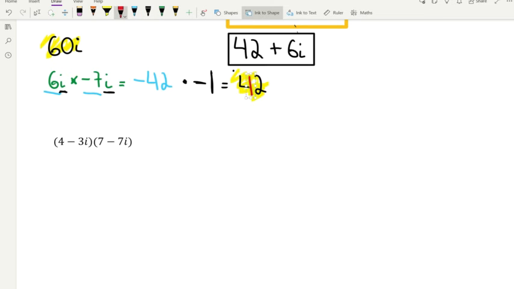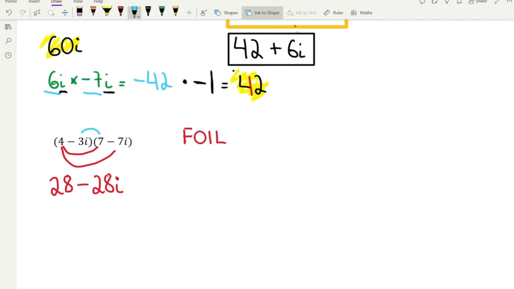This is a little bit different because notice here you're going to have to use our old friend, Mr. FOIL. This is more than anything what you're going to see on a regular basis. So FOIL tells me that I've got to do 4 times 7 and 4 times negative 7i. Well, 4 times 7 is going to give me 28, and 4 times negative 7i is going to give us negative 28i. Don't forget about him, he's still there, i.